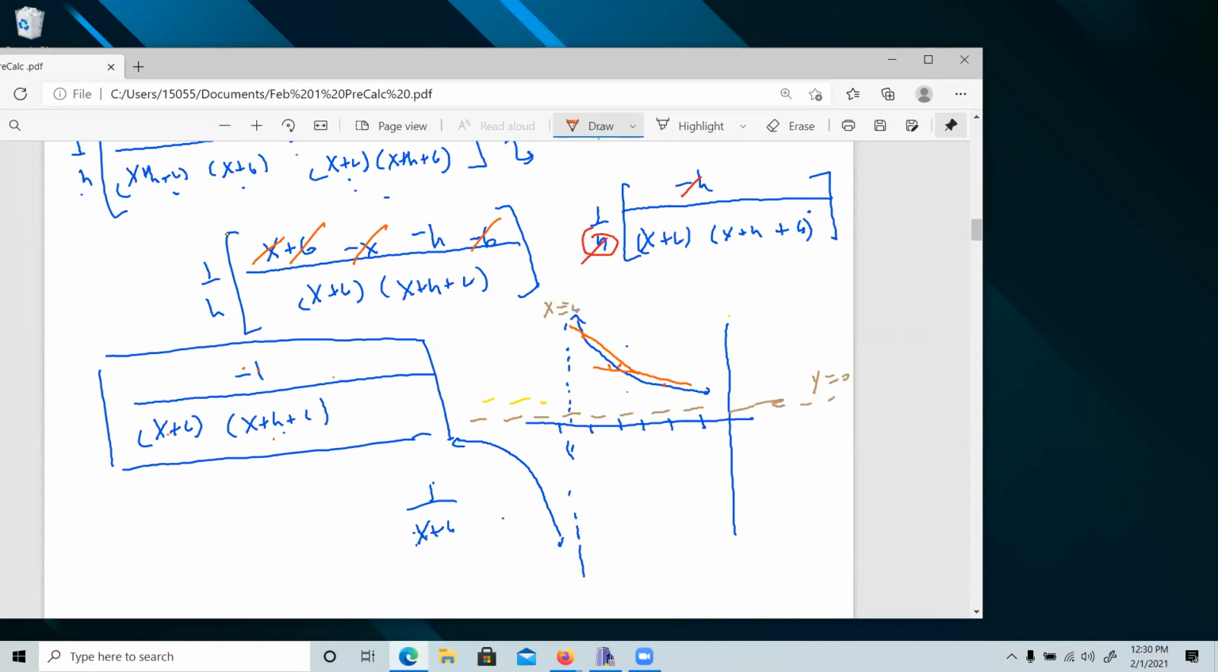We do get a difference, right? If I wanted to do the difference quotient between, say, here and here, we get a positive number because it's on the other side of the asymptote. Generally, you don't see that. They usually pick one side or the other side.